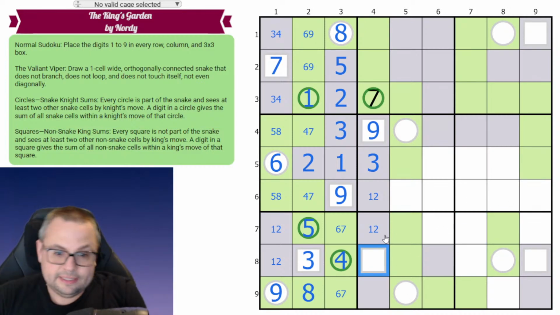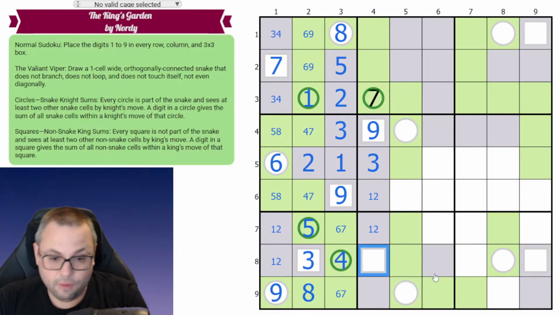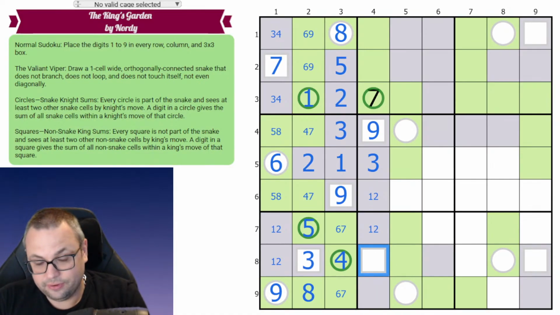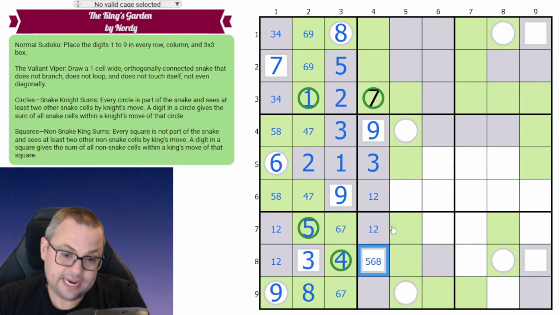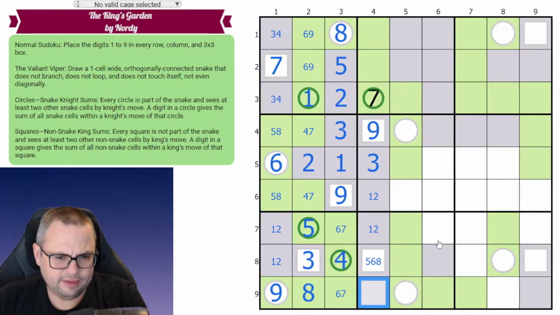This number is at least 5 because it's not 4. So this is a 5, 6, or an 8 are the only options. But I don't, I suppose, have a lot to say about that at the moment.